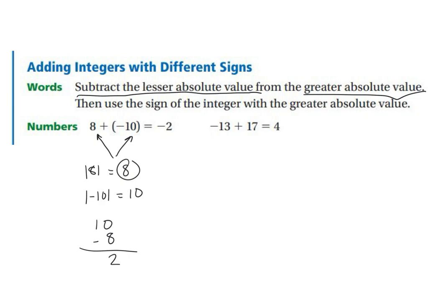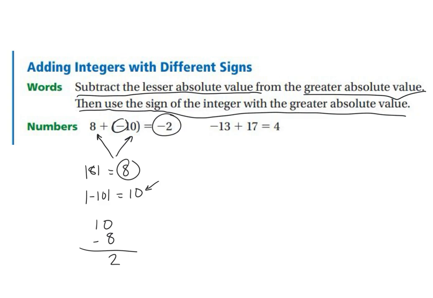And so the last step of this is to use the sign of the integer with the greater absolute value. Well, we know that 10 is greater than 8. 10 had a negative sign to begin with, so my answer should be -2.